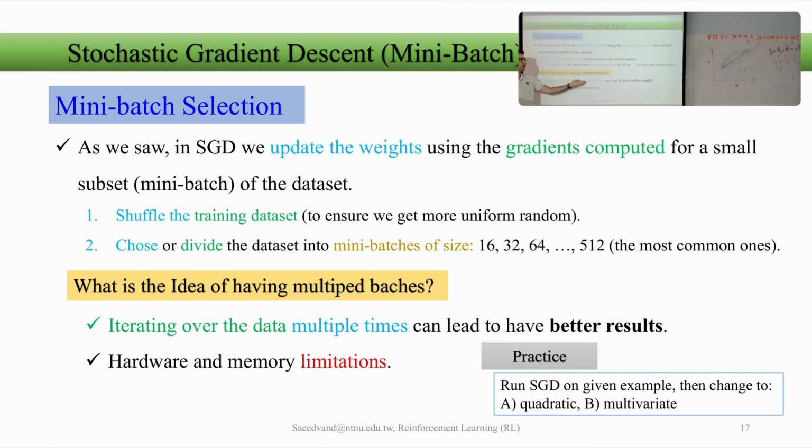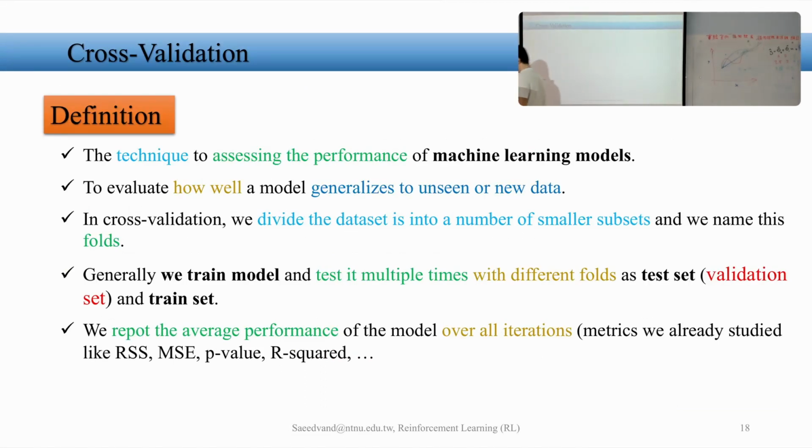Iterating over the data multiple times can lead to better results, and hardware and memory limitations can be managed. So as practice for you, you will run a stochastic gradient descent, SGD, and give an example, then change it to quadratic and multivariate. After we finish the slides, you will practice this one. It's a simple change. I will give you the code, then you change it to quadratic and multivariate.